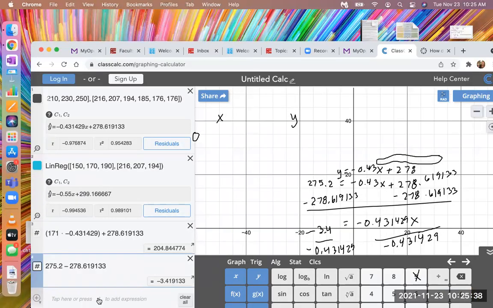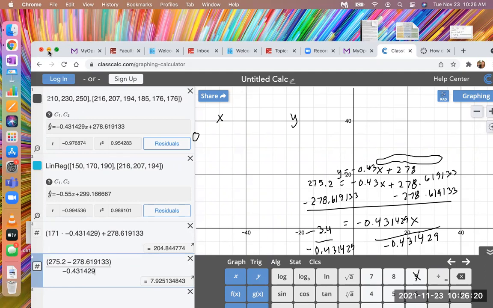Let's calculate now. Oh, wait. What I can do is I can just do this answer. Let's put that in parentheses. That way I can keep that answer still in there. And now I can just say divide that whole thing by the negative. I'm going to put the 0 in there just to remind me, so I can see clearly that it's a decimal there. 0.431429. Okay. And there's our answer, 7.925.